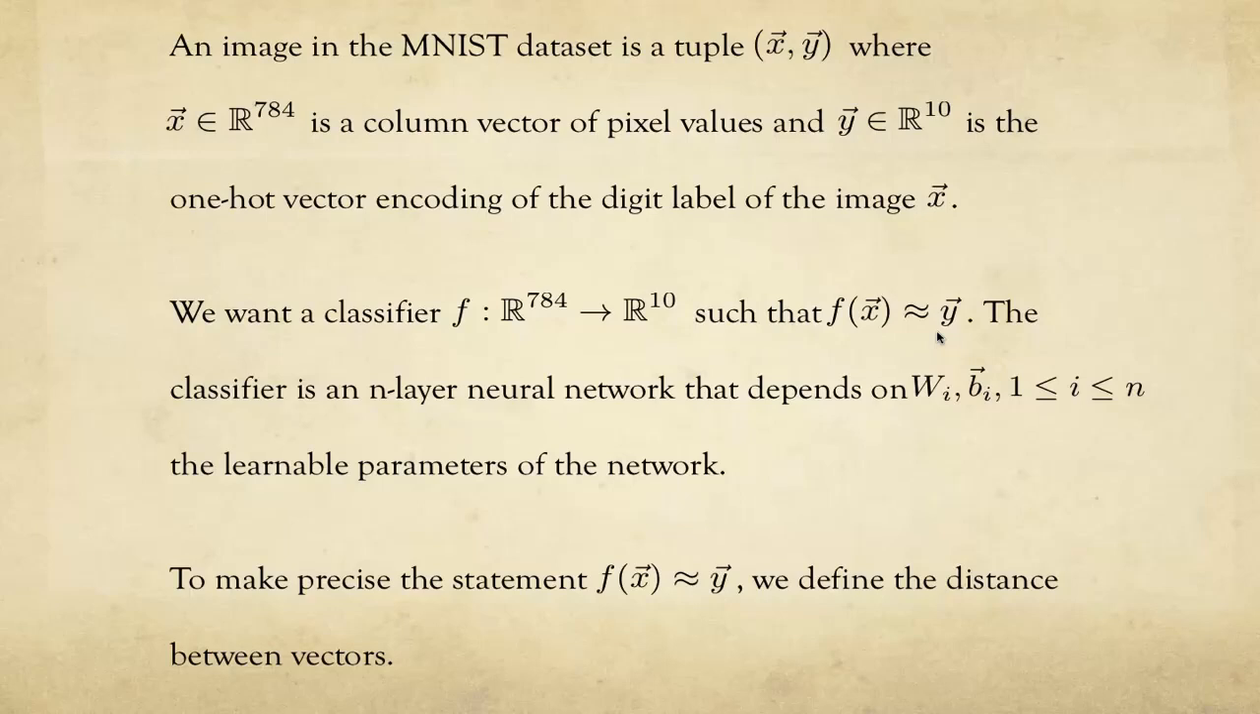And so we want to make precise the statement that two vectors are approximately the same. To do this, we're going to define the distance between vectors. Again, the y vector is the one-hot encoding of the image, whereas f(x) is the vector of predictions for the same image x. And so we want these two to be similar. In other words, we want f to model the training set.